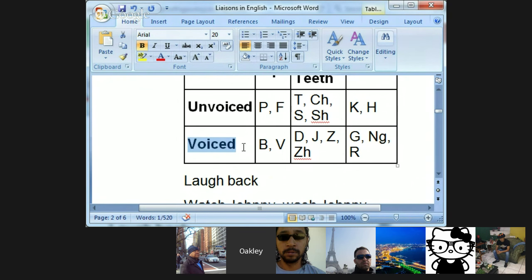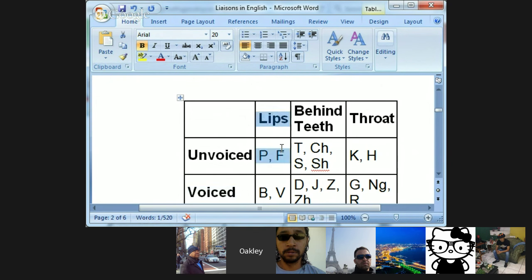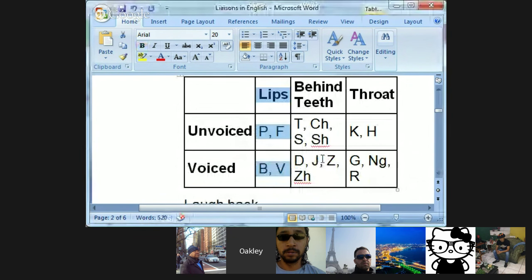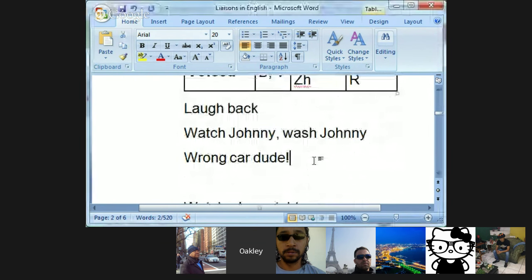Okay, if they're in the same group in this chart, looking at this particular chart, if they're in the same group vertically or horizontally, they're fairly easy to transition. When you have problems is when you're going from unvoiced to voiced in a totally different category. Okay, let's try that. Okay, Philip, try this one.